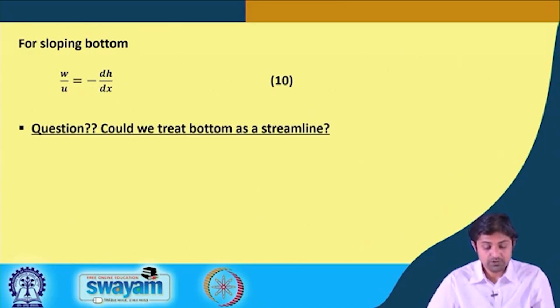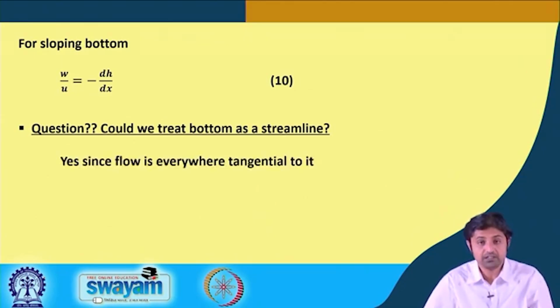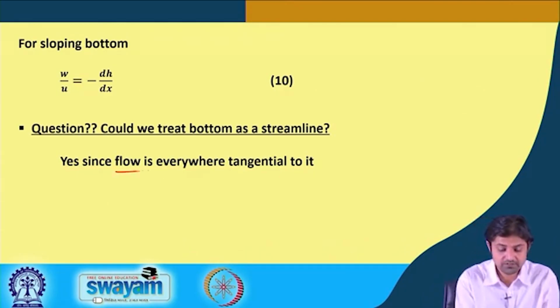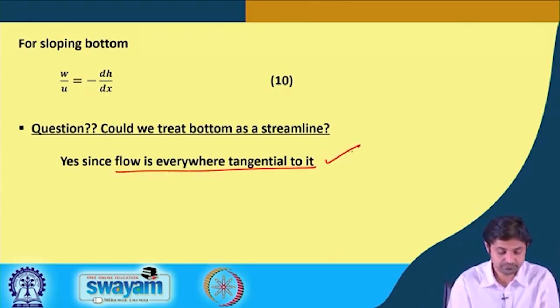The question to you is, could we treat this bottom as a streamline or not? Yes, since the flow is everywhere tangential to it. So this bottom can be treated as a streamline because w is equal to 0 and therefore the flow is everywhere tangential to it.